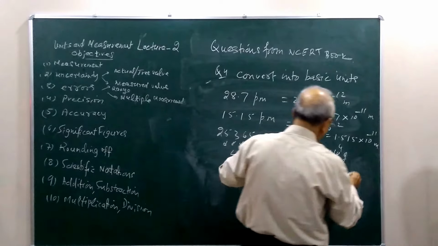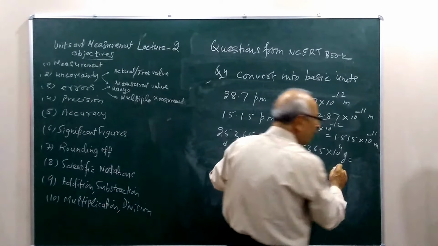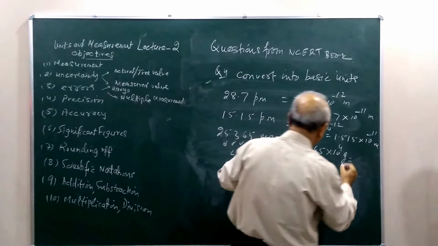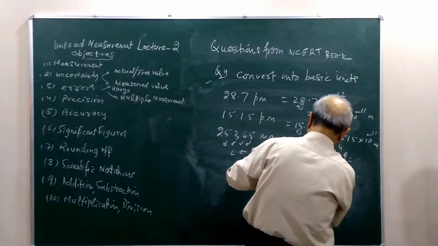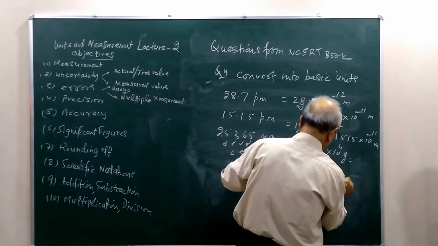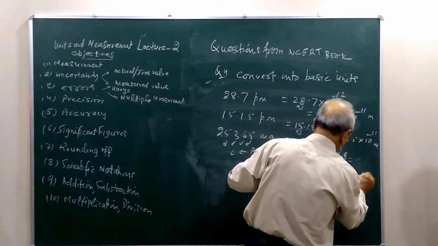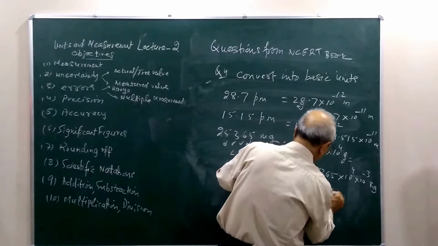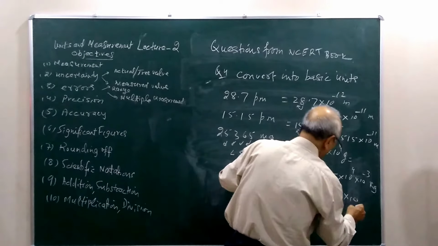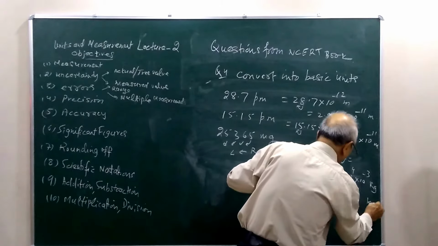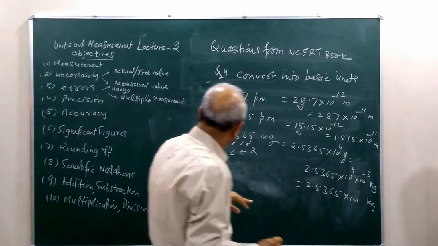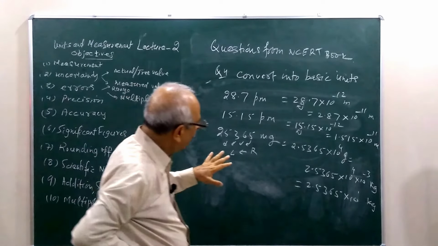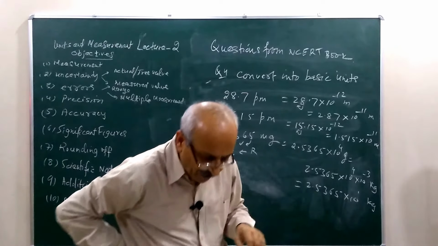But gram I have to convert into kilogram. And you know the relation: kilo is 10 power 3. 1 kilogram is 10 power 3 grams. So 1 gram is 10 to the minus 3 kilogram. 2.5365 into 10 power 4 into 10 to the minus 3 kilogram. So that comes to be 2.5365 into 10 power 1 kilogram. So we have converted them into basic units.